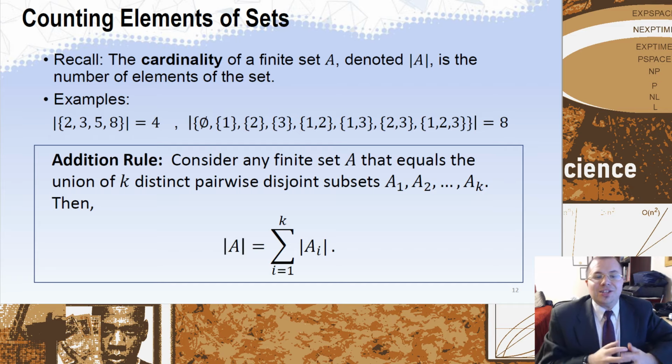So let's talk about the inductive step. This is where it gets interesting. So I'm going to fix some k greater or equal to 1.